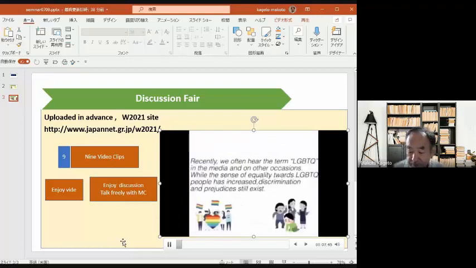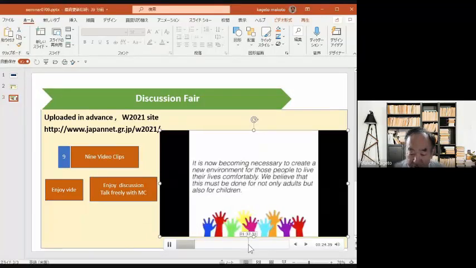Recently, we often hear the term LGBTQ in the media and on other occasions. While the sense of equality towards LGBTQ people has increased, discrimination and prejudices still exist. It is now becoming necessary to create a new environment for those people to live their lives comfortably. We believe that this must be done for not only adults, but also for children.